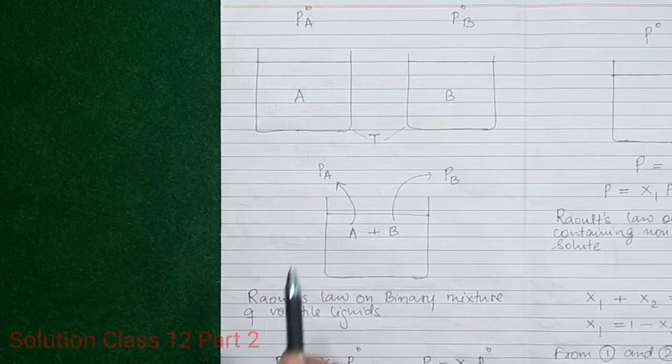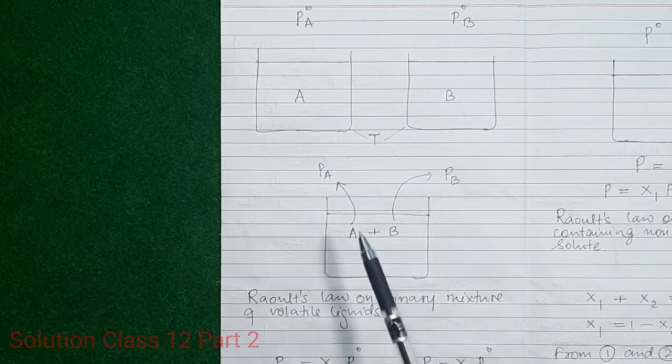But since they are different liquids, even though they are maintained at the same temperature, I don't expect both these liquids to exhibit the same vapor pressure, because one is differently volatile than the other. So the one which is more volatile naturally exhibits more vapor pressure compared to the other one.